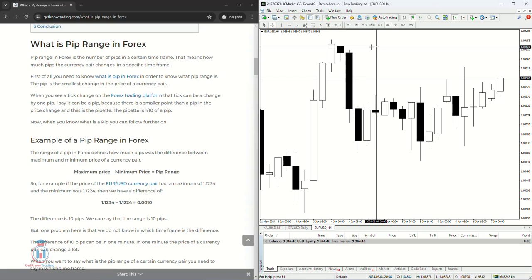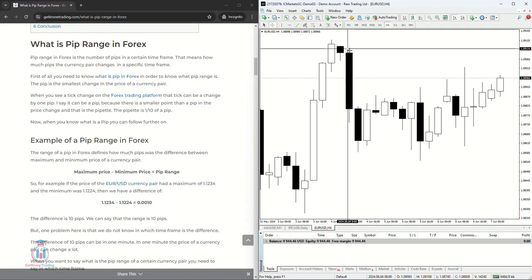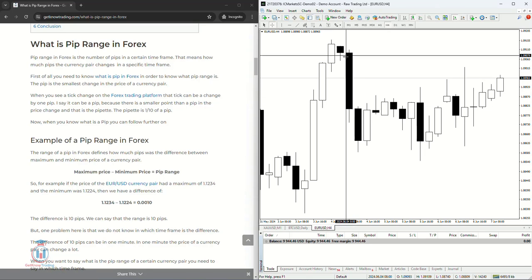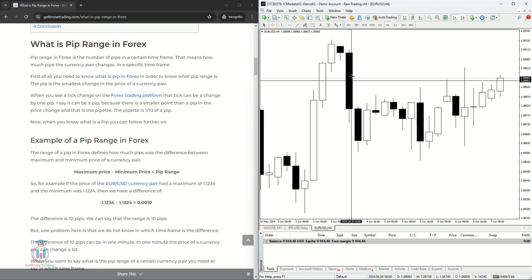And the Pip range is the change of the price from the maximum to the minimum price in that specific time frame. So whenever you would like to check what is the Pip range for each of these candles, you should check what is the maximum, which is here, and what is the minimum price. So when I go here from this price to this price, it says 232, which means 23.2 pips. So this is the Pip range for the EURUSD on the 4-hour time frame for this candle.